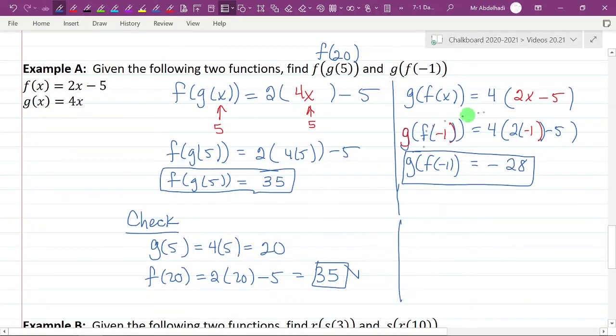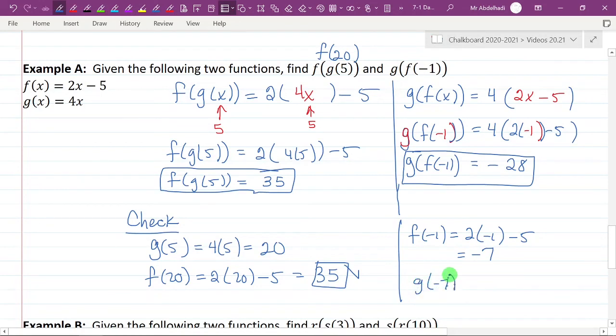And how about checking this one here? Well, we can find the inside part first. What is f of negative 1? Well, f of x is 2x minus 5, so this is 2 times negative 1 minus 5, which is negative 2 minus 5, which is negative 7. And now we can take that negative 7 and plug it into g of x.